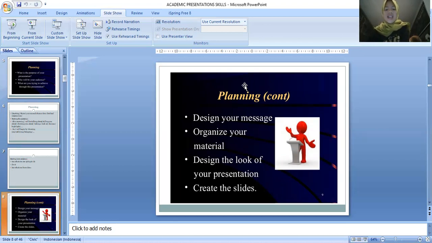What is the message? The message is delivered by the presenter to the audience, and it is delivered not just by the spoken word or verbal communication, but can be augmented by techniques such as voice projection, body language, gesture, eye contact, which are categorized as nonverbal communication, and also by visual aids. So designing your message is very important in planning.